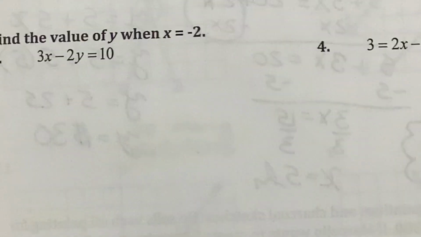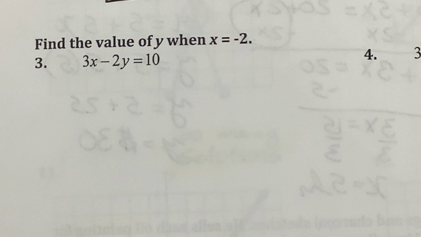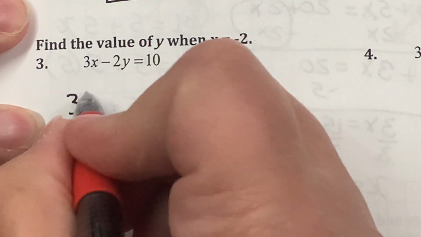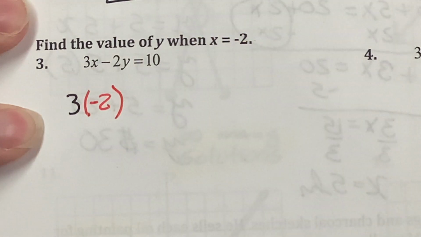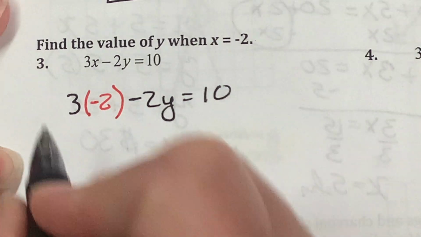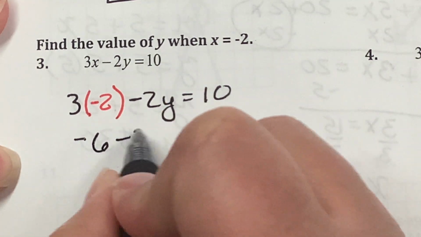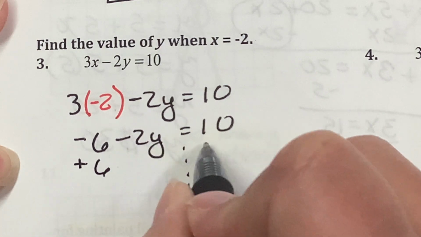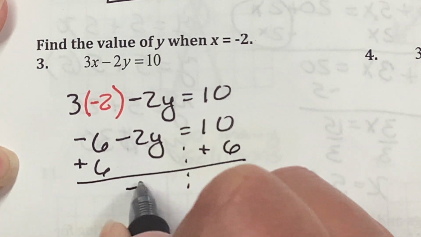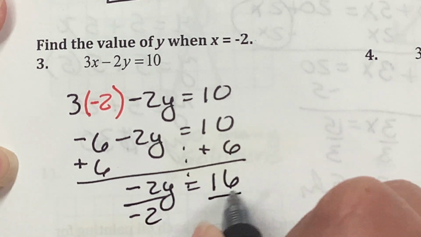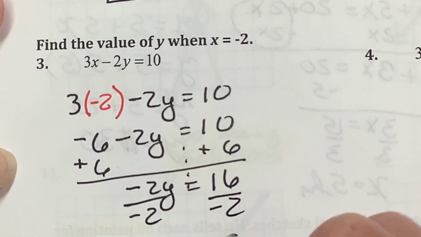All right, the next one. Now, this is saying find the value of y when x equals negative 2. Straight up substitution. So 3 times negative 2 minus 2y equals 10. Multiply first, so 3 times negative 2 is negative 6, minus 2y equals 10. To get over the equal sign, I'm going to add 6 to both sides and get negative 2y equals 16. Divide by negative 2, and y equals negative 8.